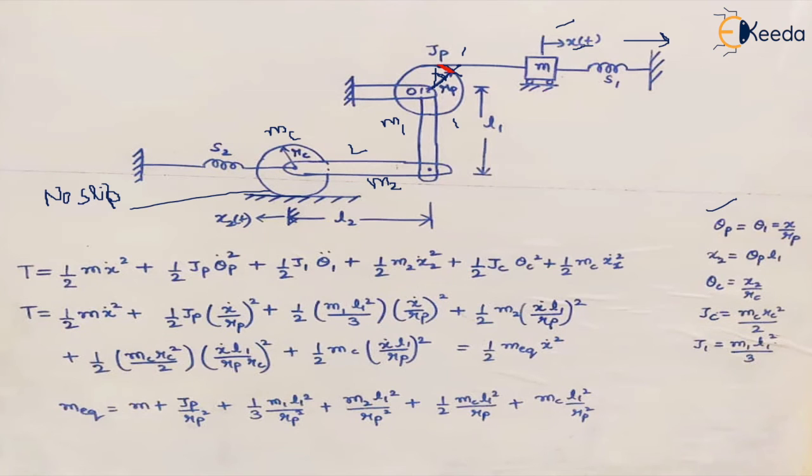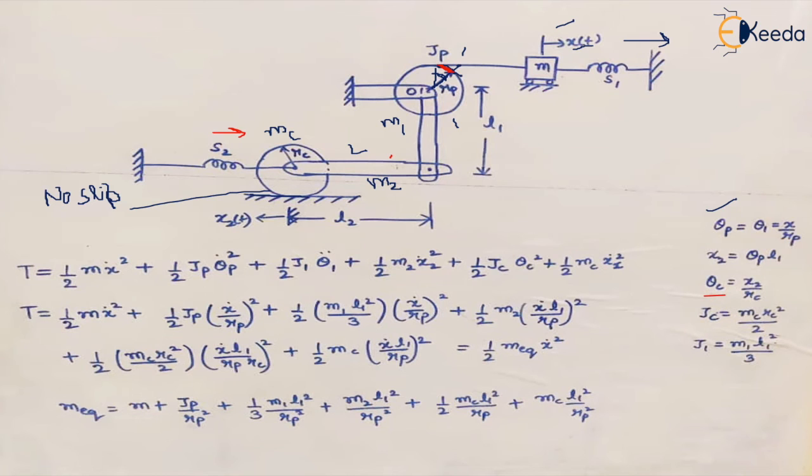It will cause the rigid link to rotate by one angle. Similarly, if link 1 rotates, link 2 also rotates. When link 2 rotates, it will cause the cylinder to roll without slippage. So the angle theta c is given by x2 upon rc. And if the cylinder is rolling, because of the rolling there will be some displacement in this spring, and the spring will move in this direction. So for the total kinetic energy of the system, we'll take all the components, taking into consideration the masses of the rigid links, the pulley and the cylinder.